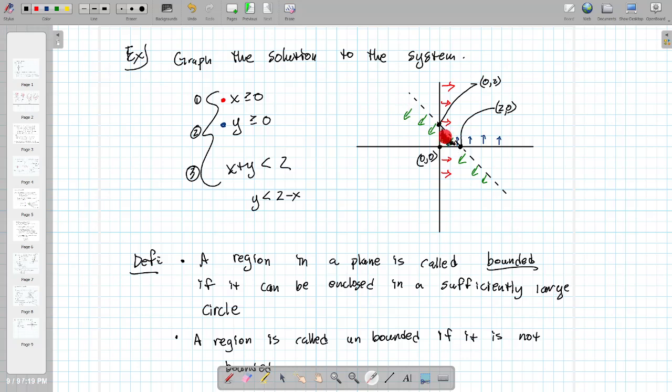So this example up here is an example of a bounded region because I can create a circle, and within this circle, it contains the entire region, the black region specifically. I could even make that circle smaller if I wanted to. We only need a circle roughly this big. It can even be smaller. As long as it contains the entire region, this region is called bounded.